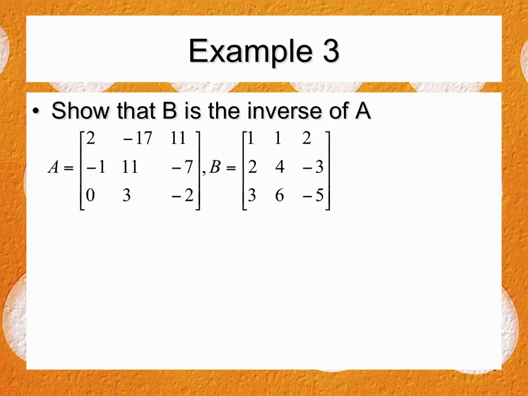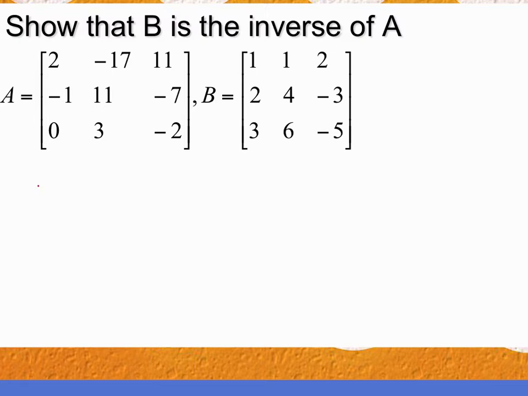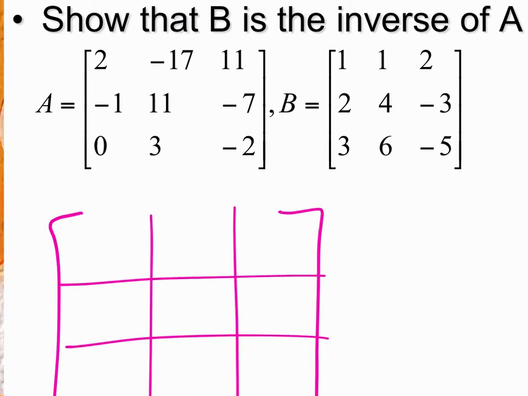Here comes the fun, yes? Because this is now a 3 by 3. So a 3 by 3 times a 3 by 3 results in a 3 by 3. So it's like our little tic-tac-toe board. So we go row 1, column 1. I do 2 times 1 plus -17 times 2 plus 11 times 3. And I get 2 minus 34 plus 33, which is -32 plus 33, which is 1.